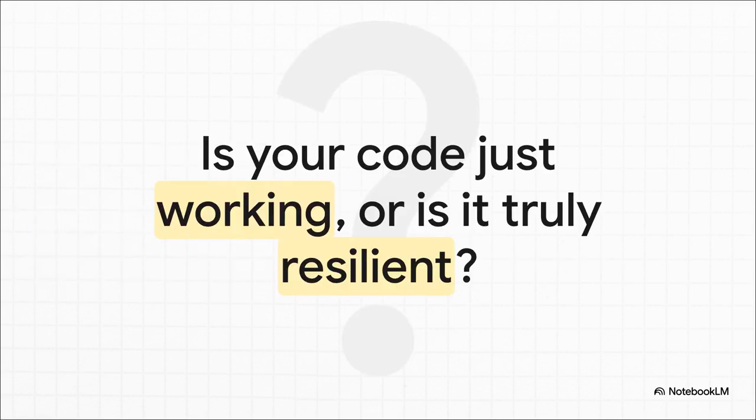And that's a wrap. I want to leave you with this one question to think about the next time you're working on a project. It's pretty easy to write code that works when everything goes right, the happy path, as we call it. But the real mark of a professional is writing code that behaves correctly, safely, and predictably, even when things go completely wrong. So ask yourself, is your code just working, or is it truly resilient?